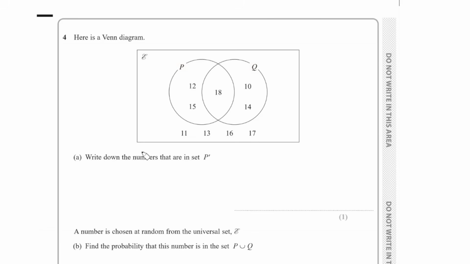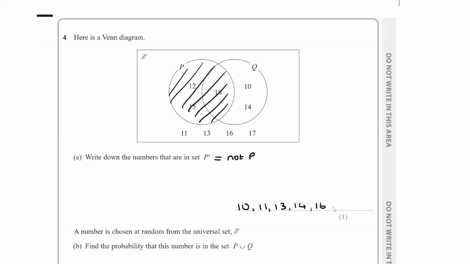Question 4, here is a Venn diagram. Write down the numbers that are in the set P apostrophe. So we need to know what that means. When you've got the apostrophe, it means not. So as in this case, not in P. So the whole of the P bubble, we're ignoring that. Anything in P, we want to ignore. So write down the numbers, so list them. 10, don't have to do it in order, but I'm going to try 11, 13, 14, 16 and 17. That's your first mark.